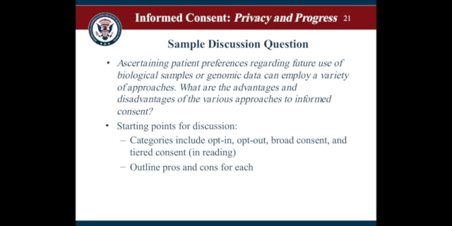Here is a sample discussion question from the Informed Consent in Privacy in Progress module. The question asks the group or the class to discuss the relative advantages and disadvantages of various approaches to informed consent within the context specifically of whole genome sequencing. Within the starting points for discussion in the module, there are four major approaches described, which are also described in more detail in the suggested reading.